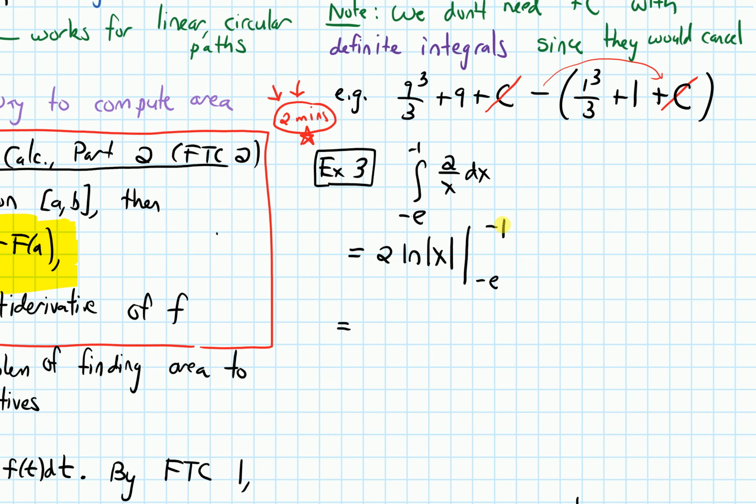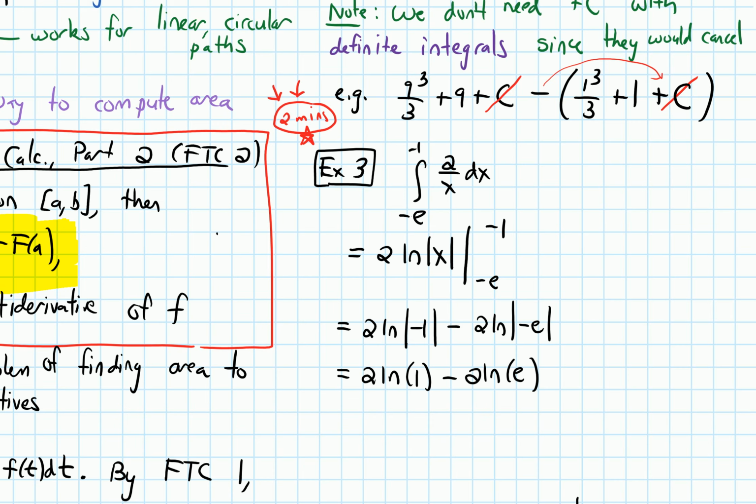So first we plug in -1 into this, and that gives us 2 ln absolute value of -1. Then I plug in negative e to get 2 ln absolute value of negative e. And then we subtract these values. Okay, so simplifying, we get 2 ln absolute value of -1 is just 1, minus 2 ln absolute value of negative e is just e.